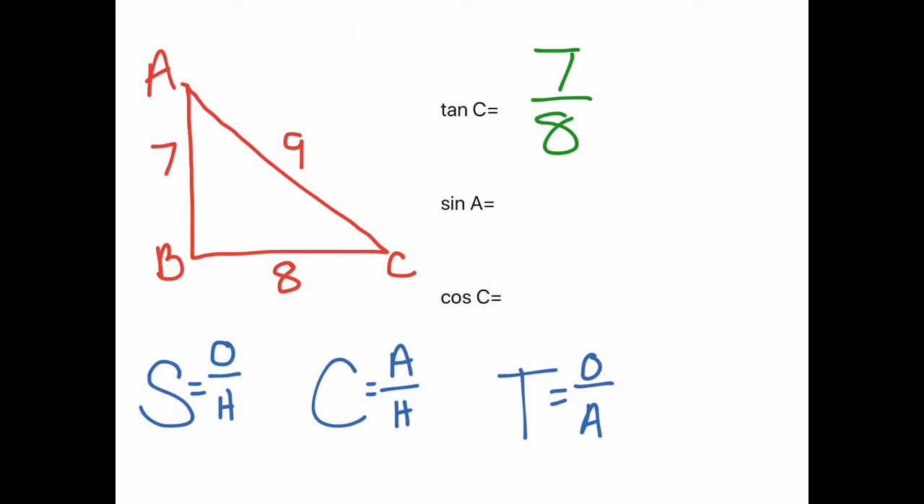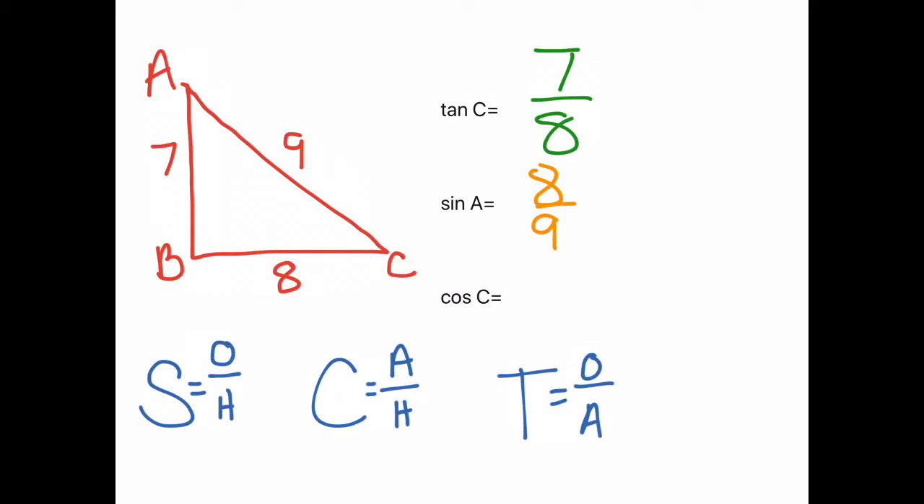The sine of angle A, we'll start here at angle A. The sine is the opposite, in this case 8, over the hypotenuse, which is always across from the right angle. So in this case, 9. So the sine of angle A is 8 over 9.